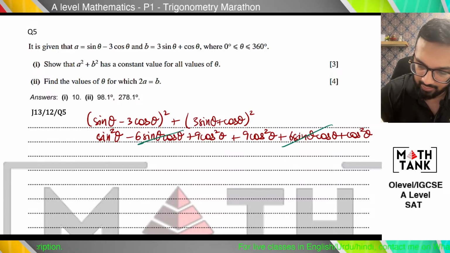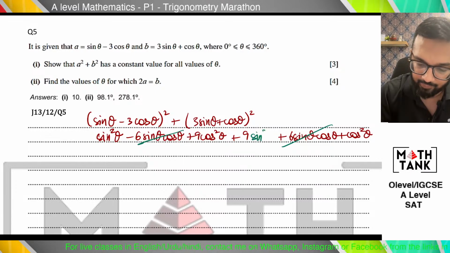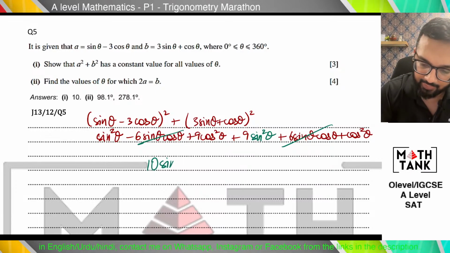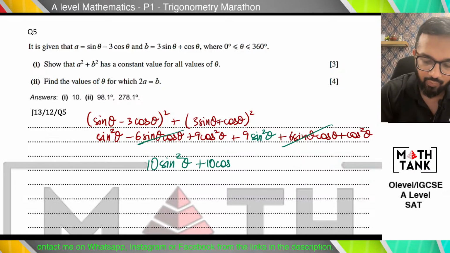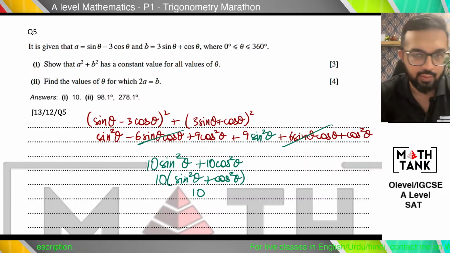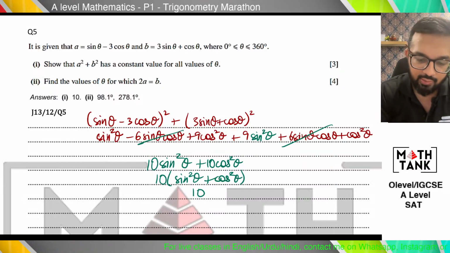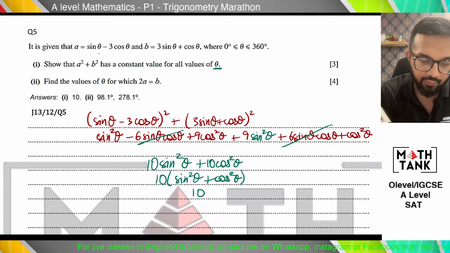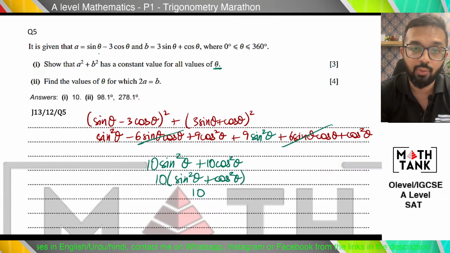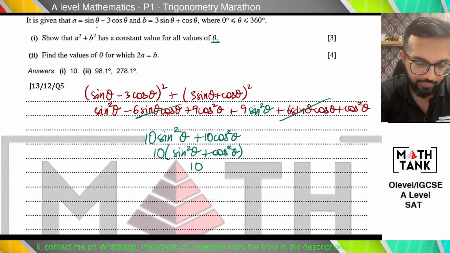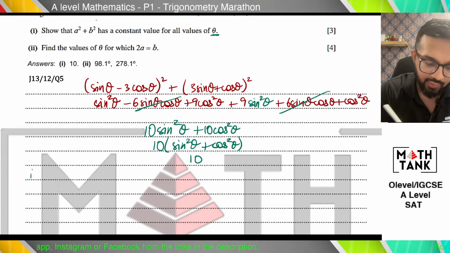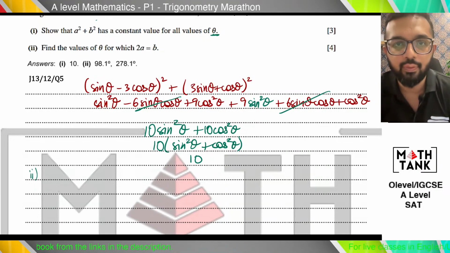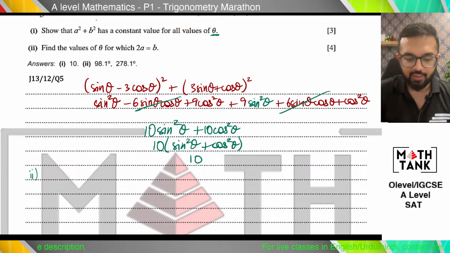Yes, I see 10 sine square theta, 10 cos square theta. What I then do is take this common, and that's 10 times 1, which is 10. That proves that regardless of the value of theta, if you do a square plus b square, the answer is always going to be 10. Okay, that is how you prove that it is a constant. Value of theta does not matter, a square plus b square will always be 10.